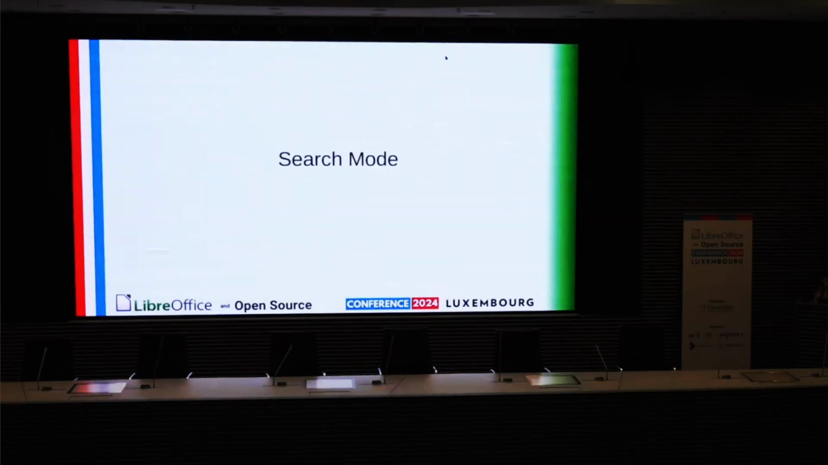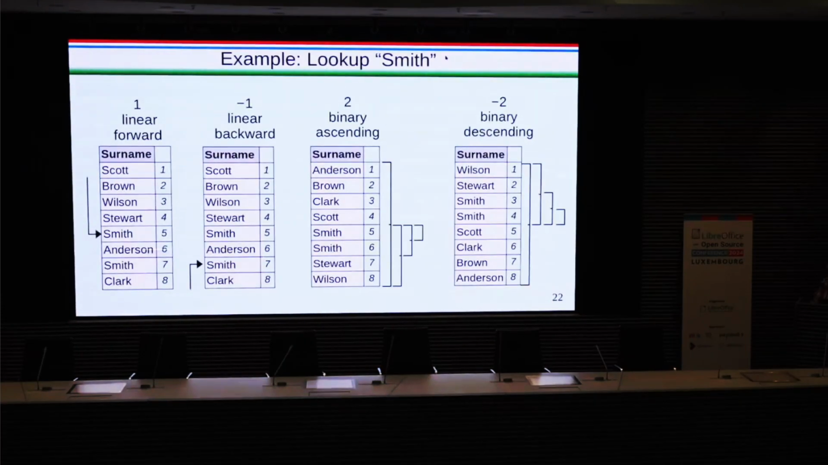Now we have a closer look at the search parameter. The search mode has 4 values. You can search linear forward. Here in the example, I look up for the word Smith. Or you can look up linear backward. You can make a binary search on ascending data, or you can make a binary search on descending data.